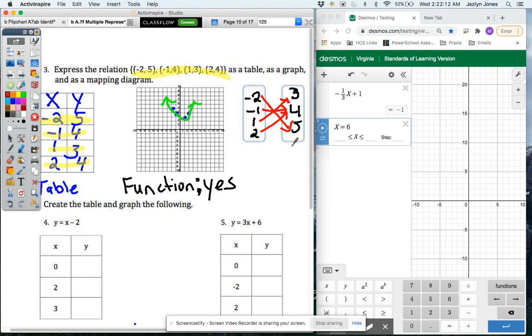Like I said, none of these X's are repeating. So we may share the same Y's, but we don't share the same X's. So there's nothing going to this X more than once. So that's okay. We don't care that it's going to the Y's. But if it was going to the X more than once, then that's when it wasn't a function. All right, so I want you to go ahead and complete the rest by yourself.